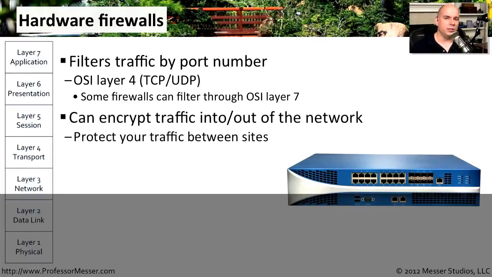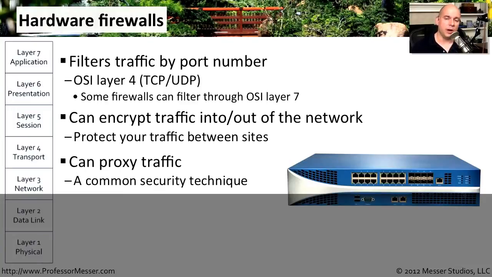Many firewalls can also be configured to create encrypted tunnels between sites so that all of the information between firewalls is also encrypted. If you have remote sites and you want to connect them back to the central site, this is a great way to really make sure that all of the data between those sites is going to be absolutely secure. Some firewalls can also proxy traffic.